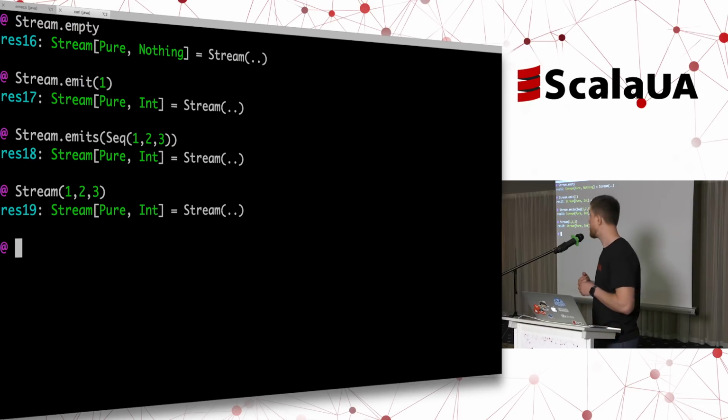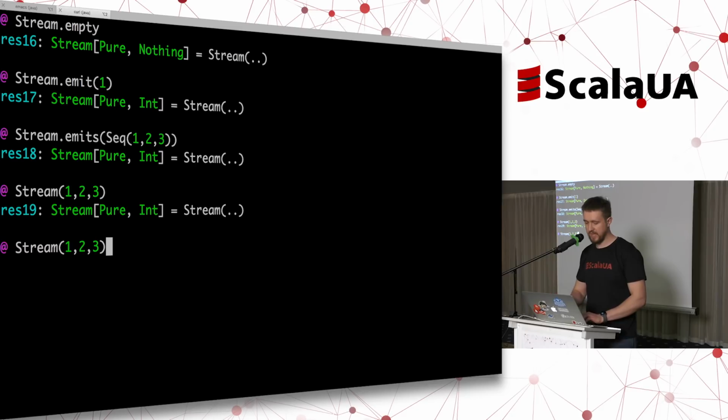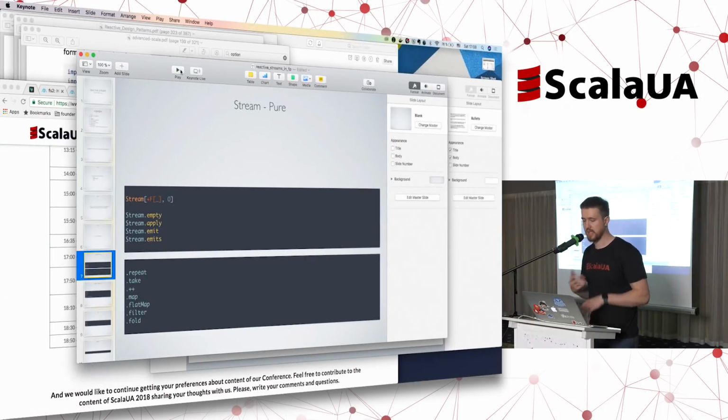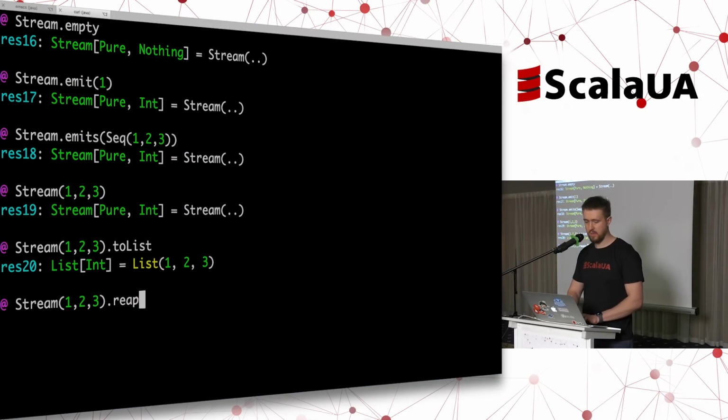You can see that for all of these streams, the effect type is Pure, which means that it's effectless at the moment. And if you have an effectless stream, you can just convert it to a regular collection, which is fine. It has, of course, basic collection combinators, like you could repeat and take.